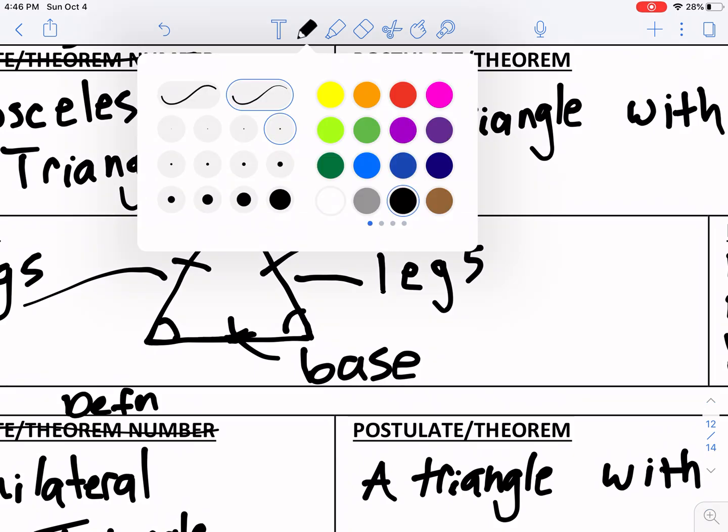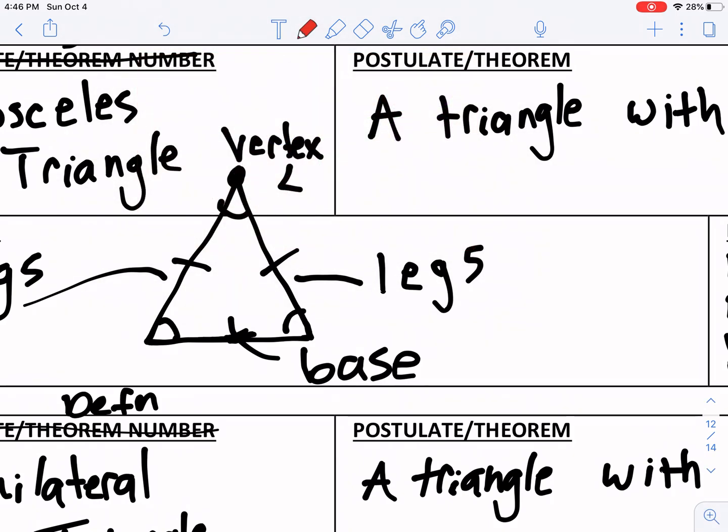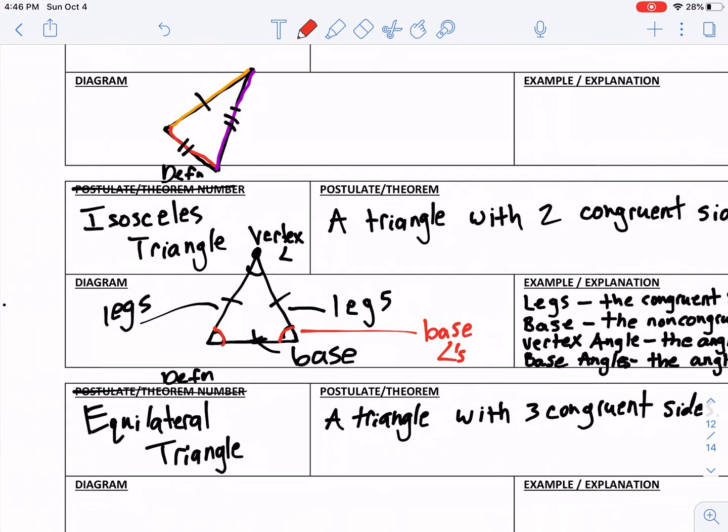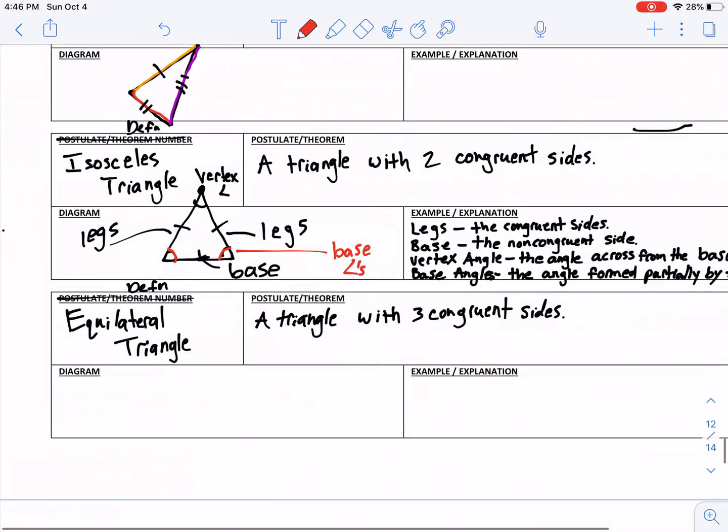So this guy and this guy, these guys form the base angles. Okay, so an isosceles triangle, that's a triangle with two congruent sides. The two congruent sides are the legs. The vertex angle is the angle across from the base, being the side that is not congruent, and the two angles that form the base, those are the base angles, okay, that help form part of the base.